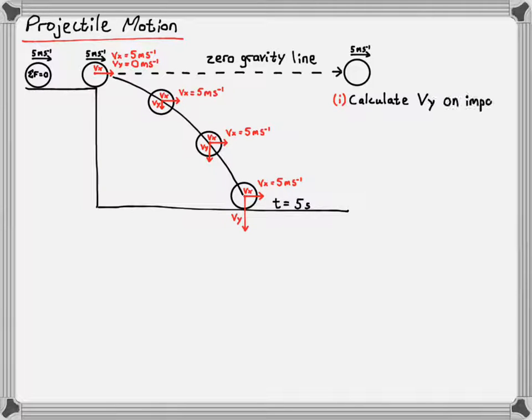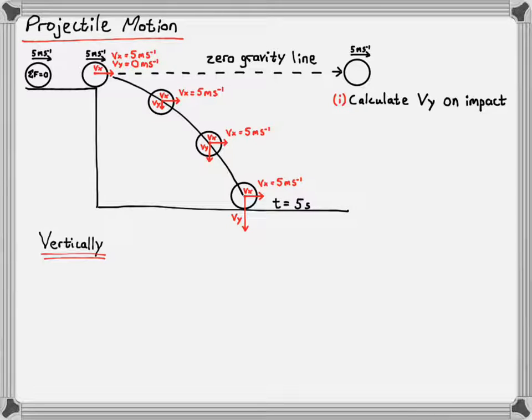So we can do some analysis on the stone as it tumbles off the cliff. The first thing we'd like to do is figure out what is its vertical velocity on impact. We know its horizontal velocity is 5 meters per second, but what's the magnitude of this vertical velocity Vy on impact? So the trick with projectile motion is to be able to separate an object's motion into vertical and horizontal components.